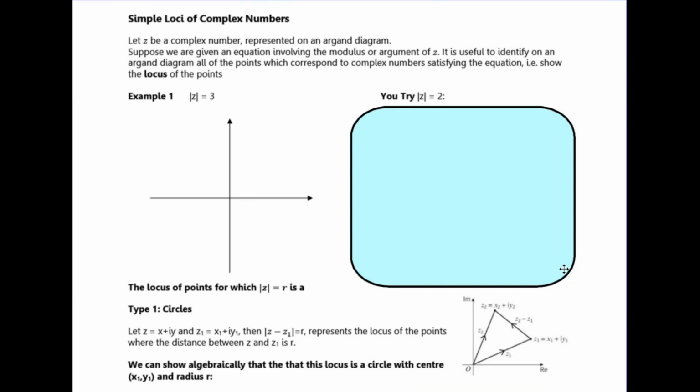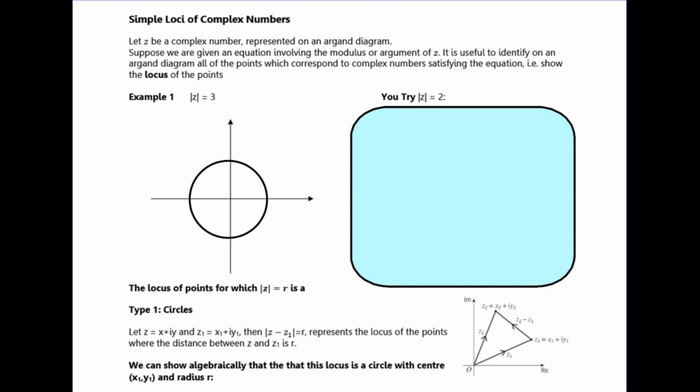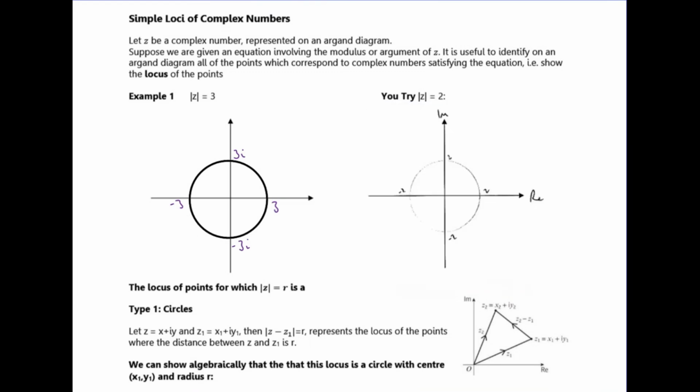You will want to use a compass for these or draw around a coin or something, and you'll want a compass to take into your exams to draw these ones. So this one is just represented by all of the points that have a modulus of 3, which is anything that lies on this circle that has radius 3 and is centered on the origin. So we've got 3 here, 3i up here, minus 3i down here, minus 3 over here. All the complex numbers that lie on this circle will have a modulus of 3. Similarly for the second one, it's just a circle centered on the origin with modulus of 2, radius 2.